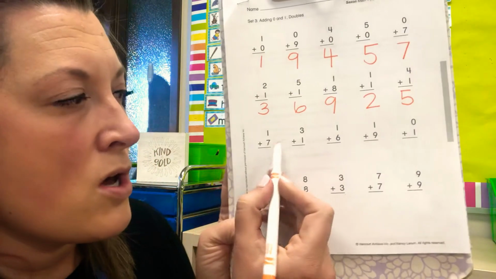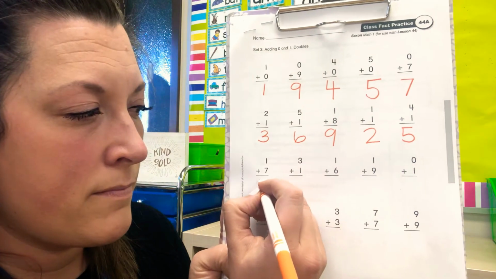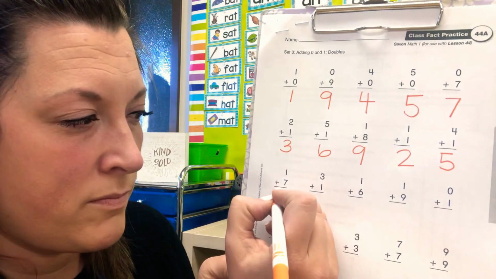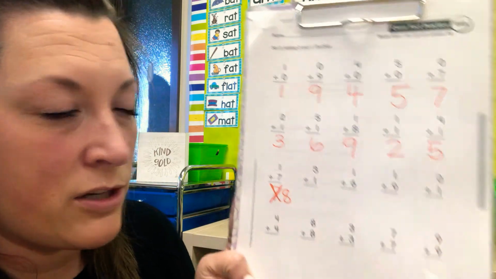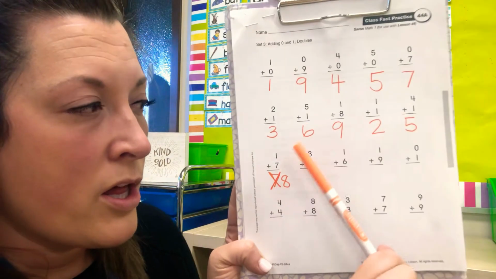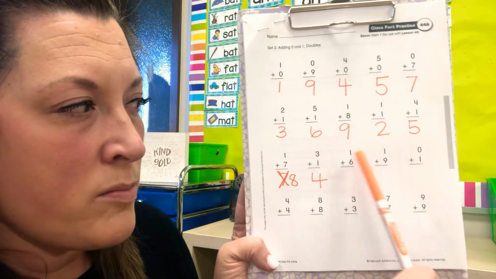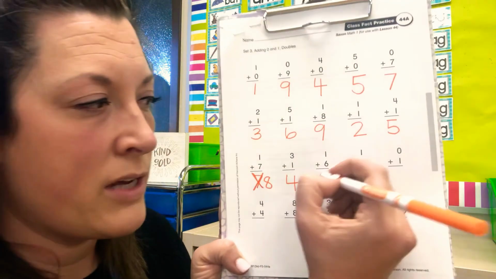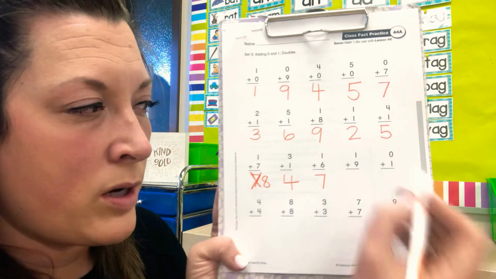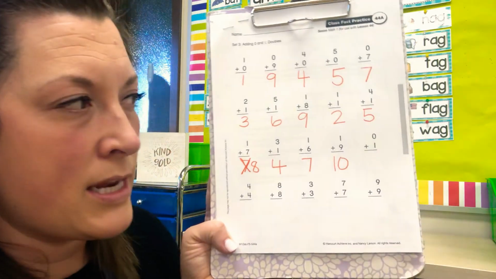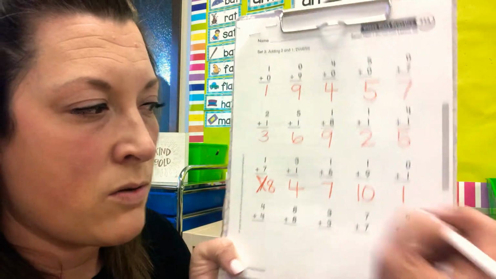Next row. These are all plus 1 again. 1 plus 7. You tell me. 7. Nope. I messed up. Is that okay? Yes, I mess up sometimes. 8. You can just cross it off and write the right number. 3 plus 1 equals 4. 1 plus 6, what comes after 6? Equals 7. 1 plus 9, ooh, this is a big one. What comes after 9? 10. 0 plus 1, 0 things, and then you add one more thing to it, equals 1.